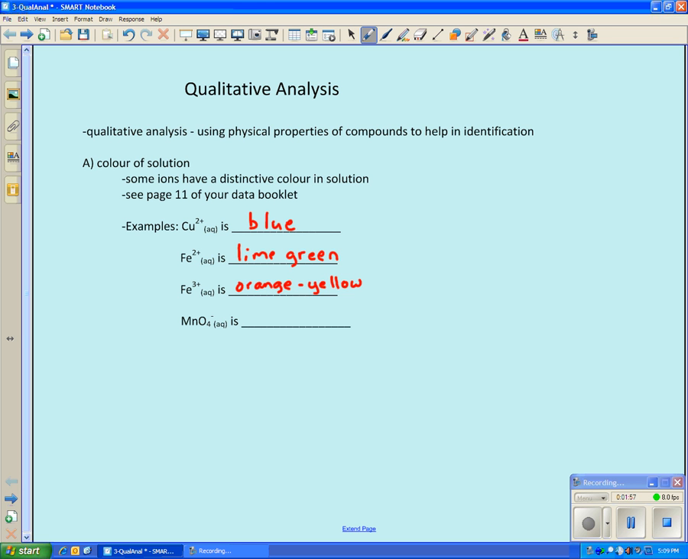The permanganate ion, MnO4-, is right at the very bottom of your table. And this is a very deep purple color. It's a very concentrated or bright and intense color, so even at very dilute concentrations, permanganate is easy to distinguish because of its very intense purple color.